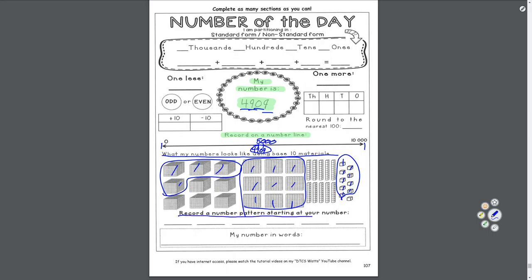Record a number pattern starting at your number. We start at 4,909. Let's go up by 3. 4909, 4912, 4915, 4918, 4921, 4924. My number in words, 4909.